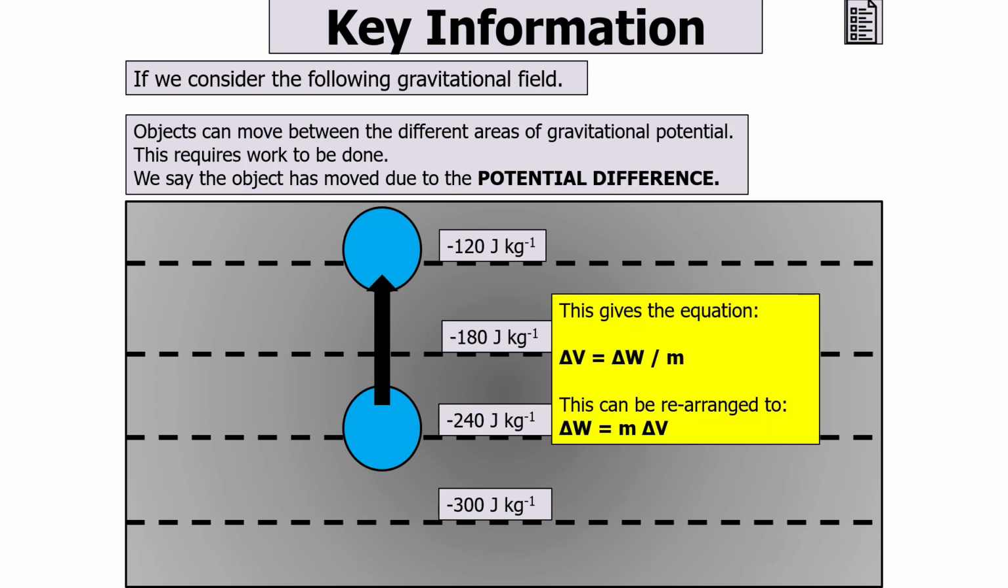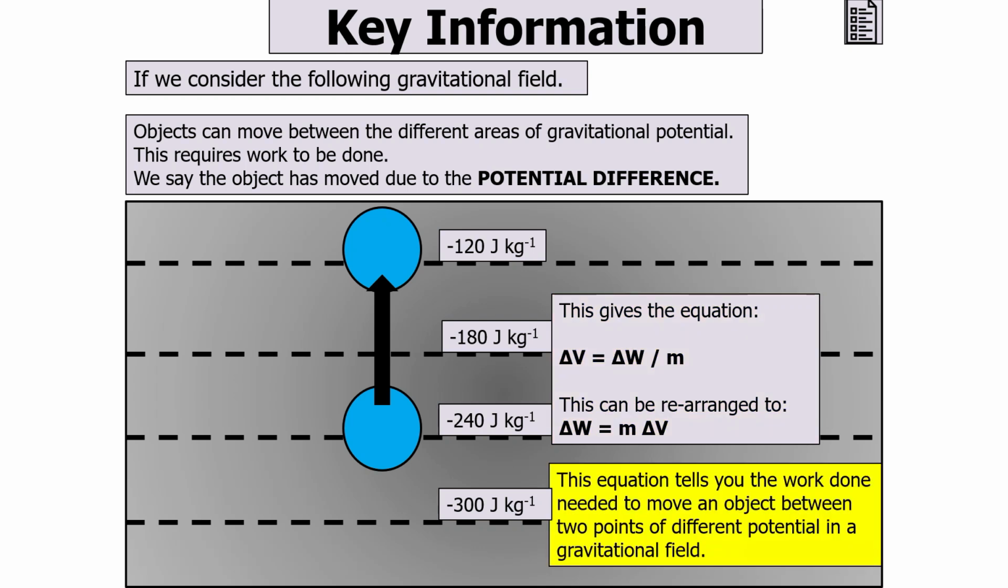So this gives our equation of delta V is equal to delta W over m, which we can rearrange to say delta W is equal to m delta V. So this equation tells you the work done needed to move an object between 2 points of different potential in the gravitational field. Or you could say it's the work done needed to move an object over a potential difference in a gravitational field. Now the m term in the equation refers to the mass of the object moving, not the mass of the object producing the field.